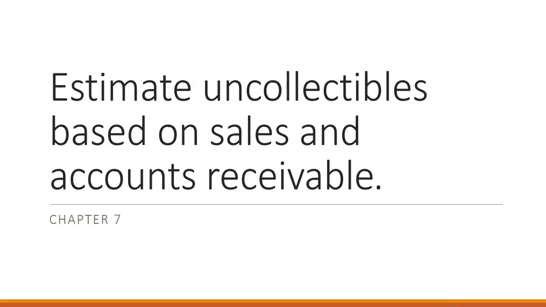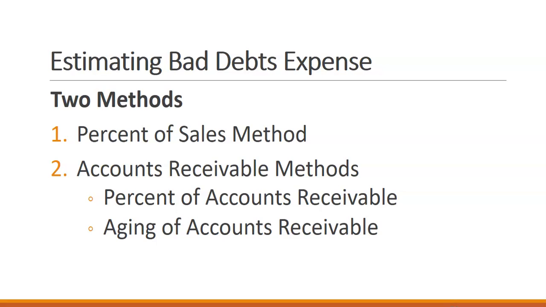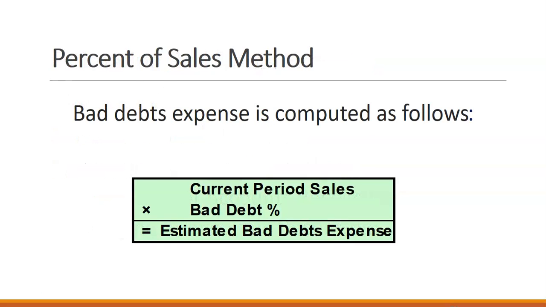We can estimate those uncollectibles based on sales and our accounts receivable. So we have different methods of what that estimate looks like. We have two methods. One is the percent of sales method, and the other is the accounts receivable method. Under the accounts receivable method, we have two different methods. First, we're going to look at the percent of sales method.